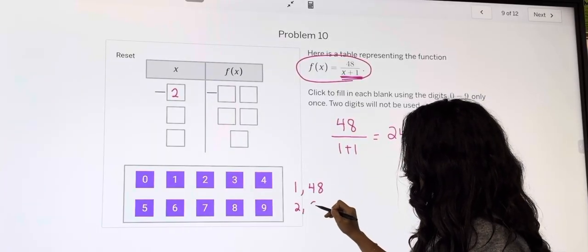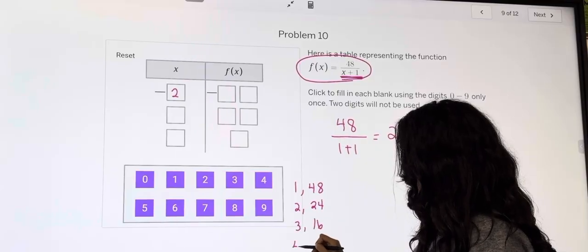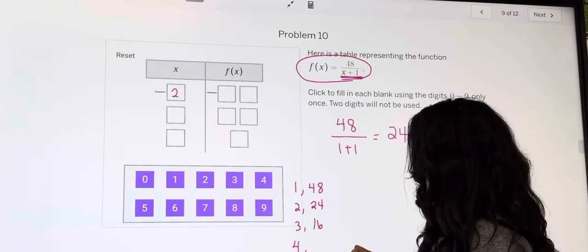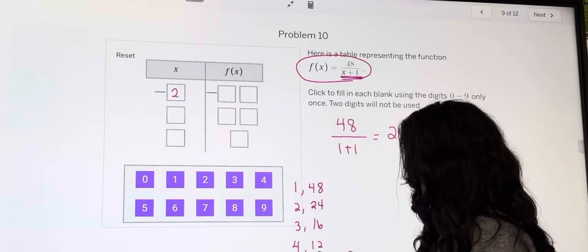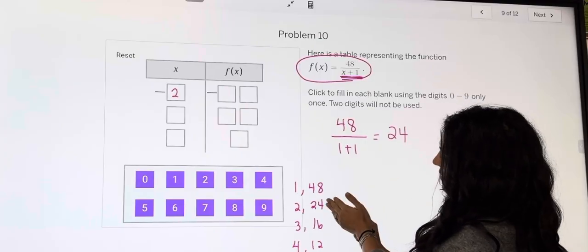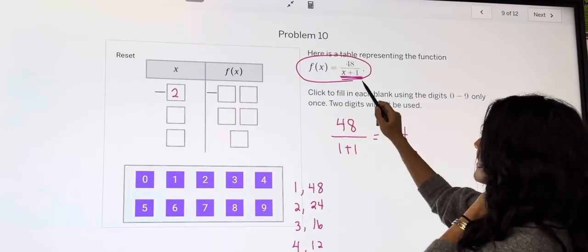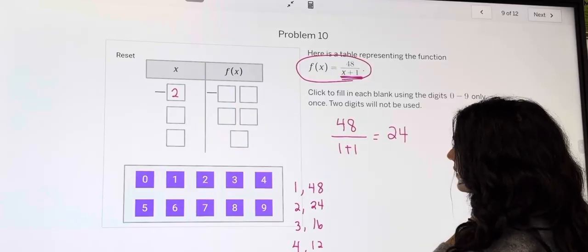I can do 2 and 24. I can do 3 and 16. I can do 4 and 12. Can't do 5, but I can do 6 and 8. And then I can do 8 and 6, and 12 and 4, and 16 and 3, and 24 and 2, and so on. And then keeping in mind, whatever I plug in for x is gonna get knocked down 1.